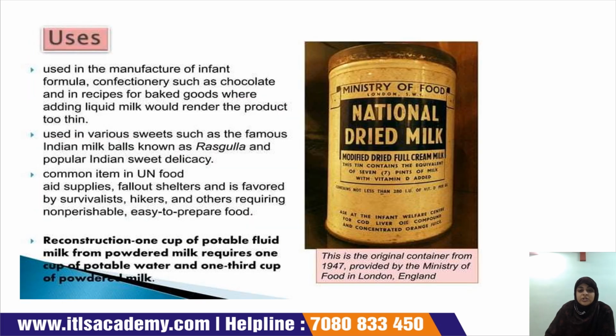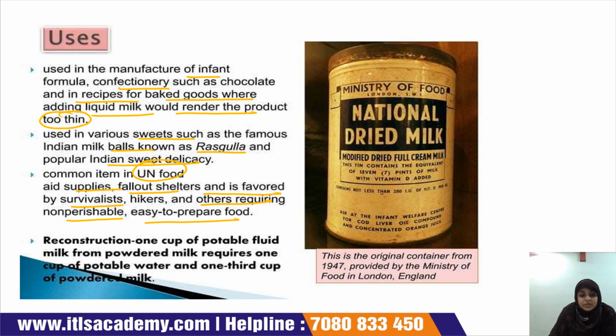Now the next is the uses of dry milk. It is used in the manufacture of infant formula, confectionery such as chocolate, and in recipes for baked goods where adding liquid milk would render the product too thin. It is also used in various sweets like the famous Indian milk ball called rasgulla, a popular Indian sweet delicacy. It is a common item in UN food aid supply and fallout shelters, and it is favored by hikers and others requiring non-perishable, easy-to-prepare food.